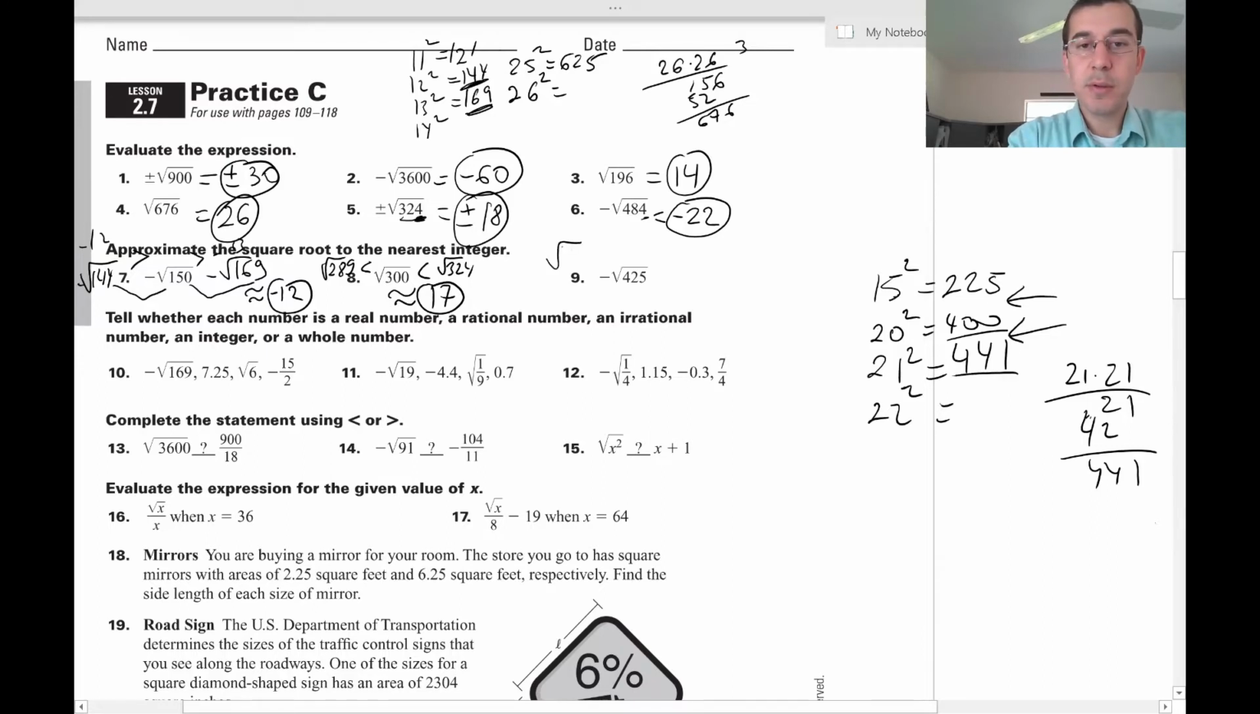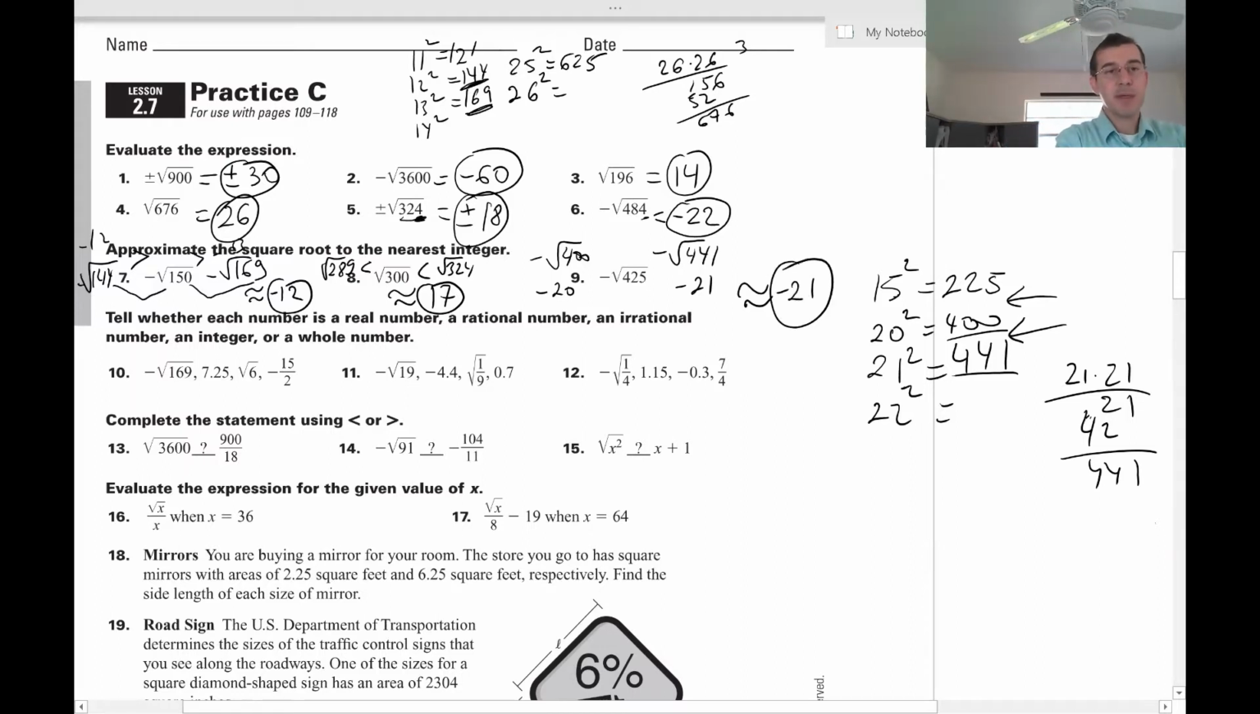So between 400 and 441, and we have negative signs here. This is minus 20 basically, and this is minus 21. And so this is going to be approximately, so 425 is closer to 441, because the difference is only 16. Here the difference is 25, so it's going to be closer to minus 21.